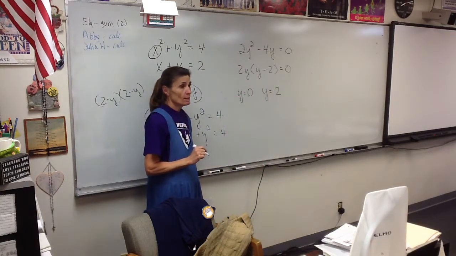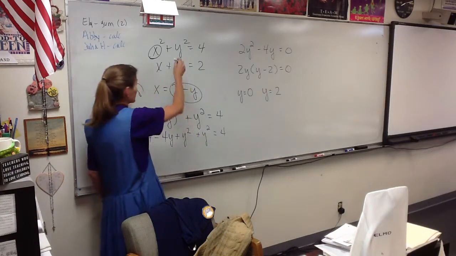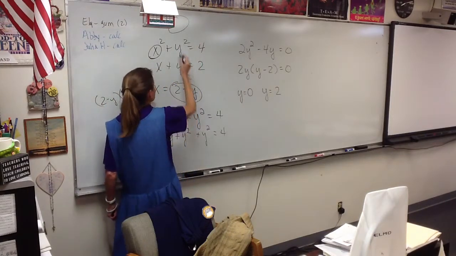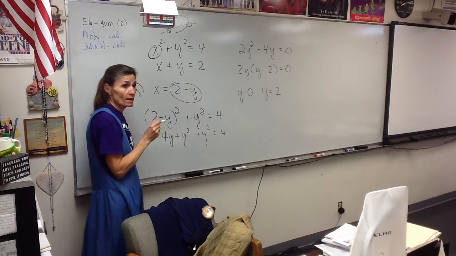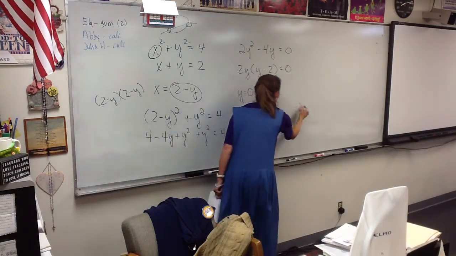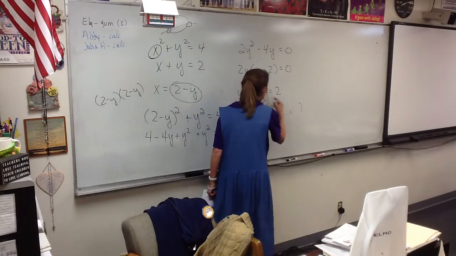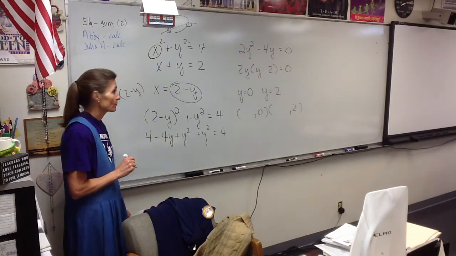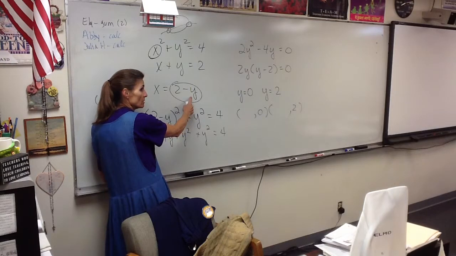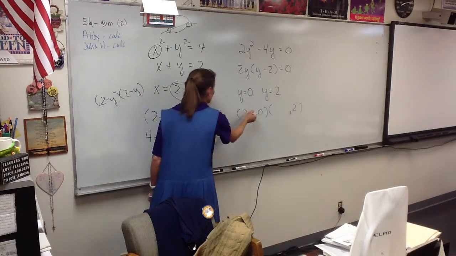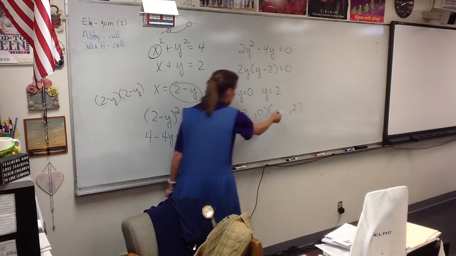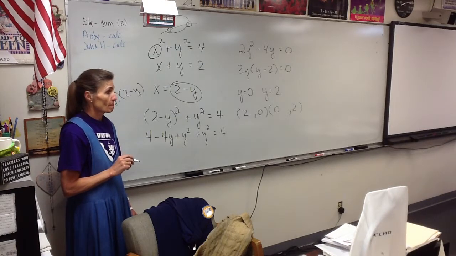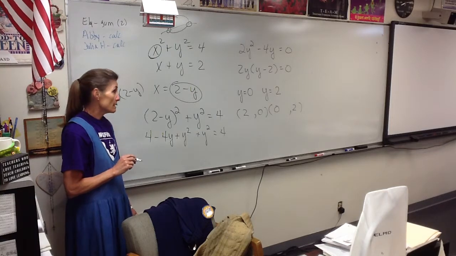Be careful though, you're not done. Your job was to find where these two things intersect each other. This is a circle, this is a line, they cross in 2 places, right? And those are points. The y-coordinates of the points are 0 and 2. You still need to find the x-coordinates. So if y is 0, x would be 2, and if y is 2, x would be 0. There are your answers, those 2 points. Anybody have a question about that?